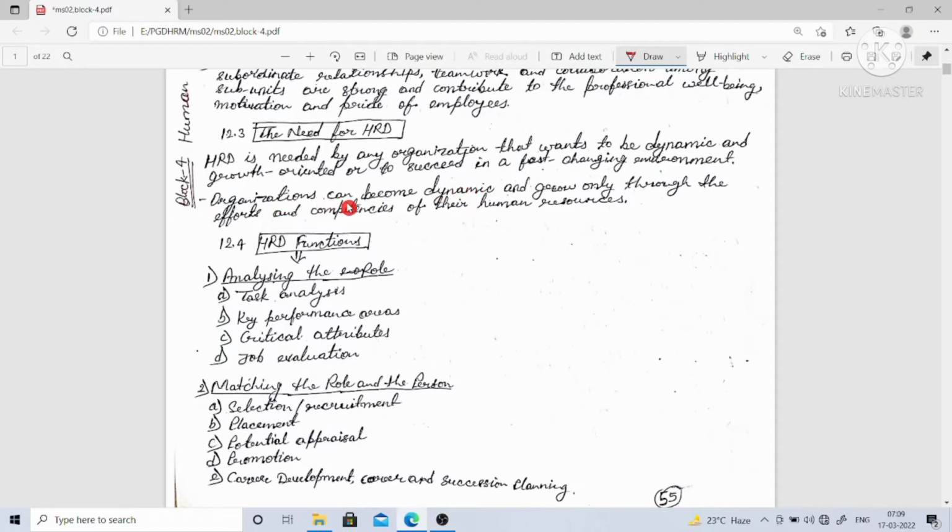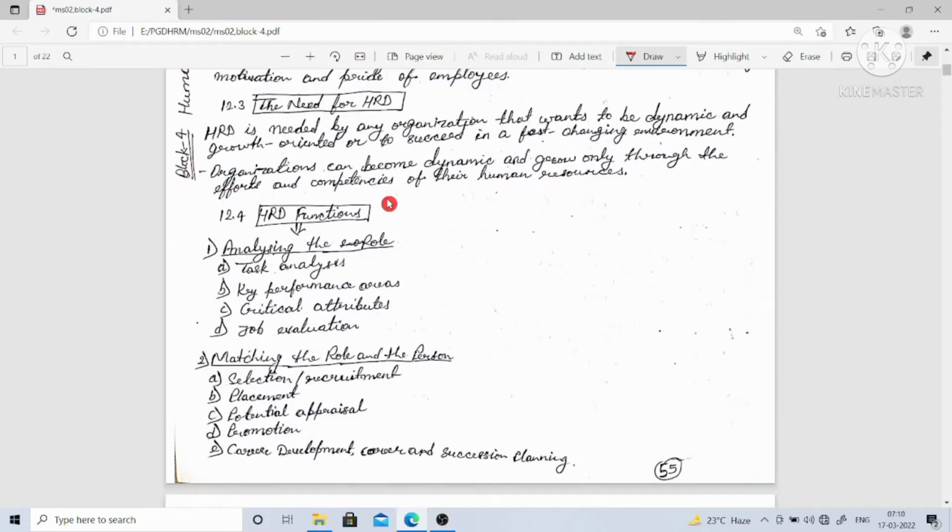Organizations can become dynamic and can grow only through the efforts and the competencies of their human resources. Whether the organization is dynamic or not will depend on the human resources, and what type of human resources the organization possesses.